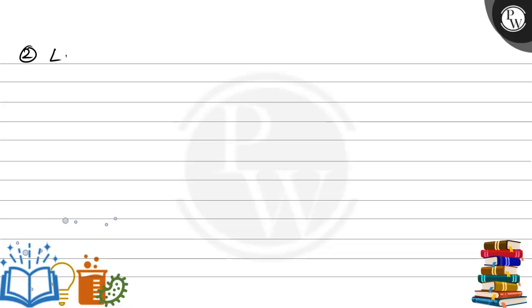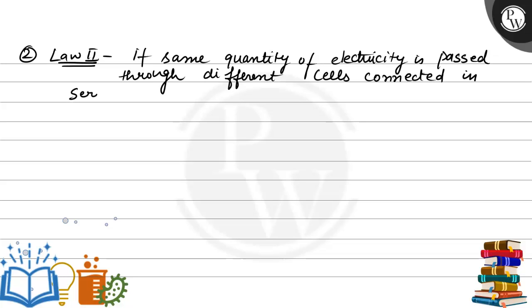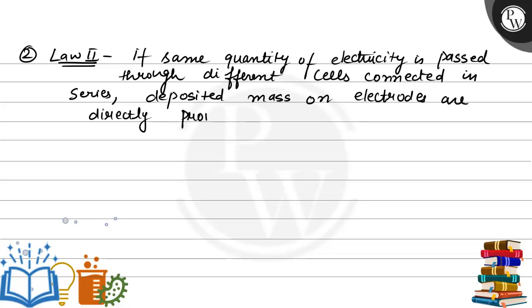Okay. So the second law of electrolysis states that if the same quantity of electricity is passed through different cells connected in series, then the deposited masses on electrodes are directly proportional to their chemical equivalent.